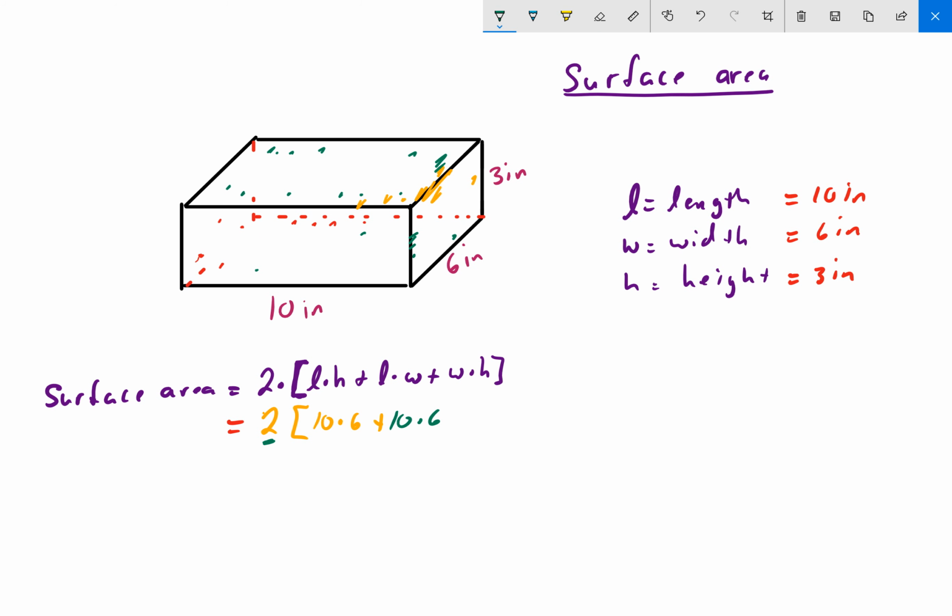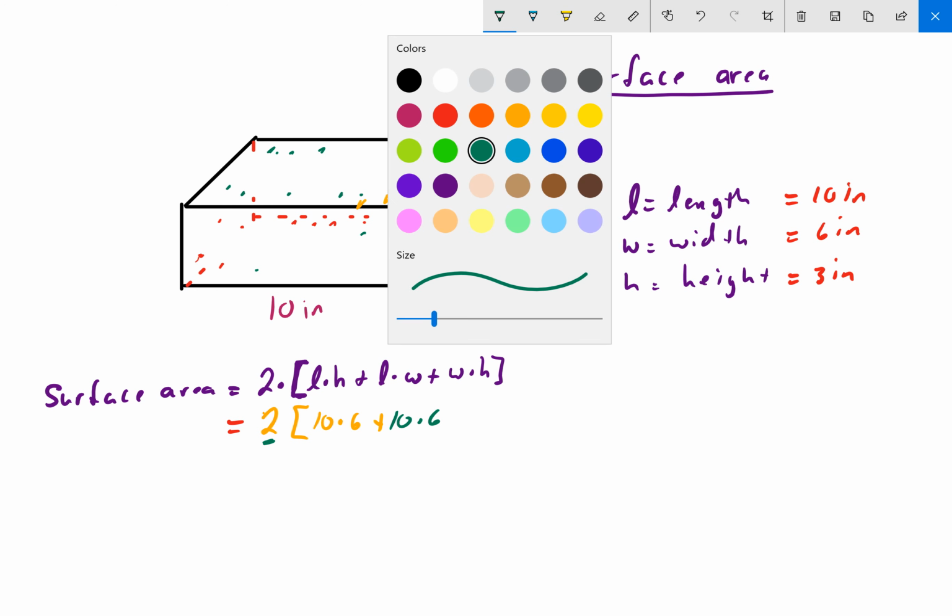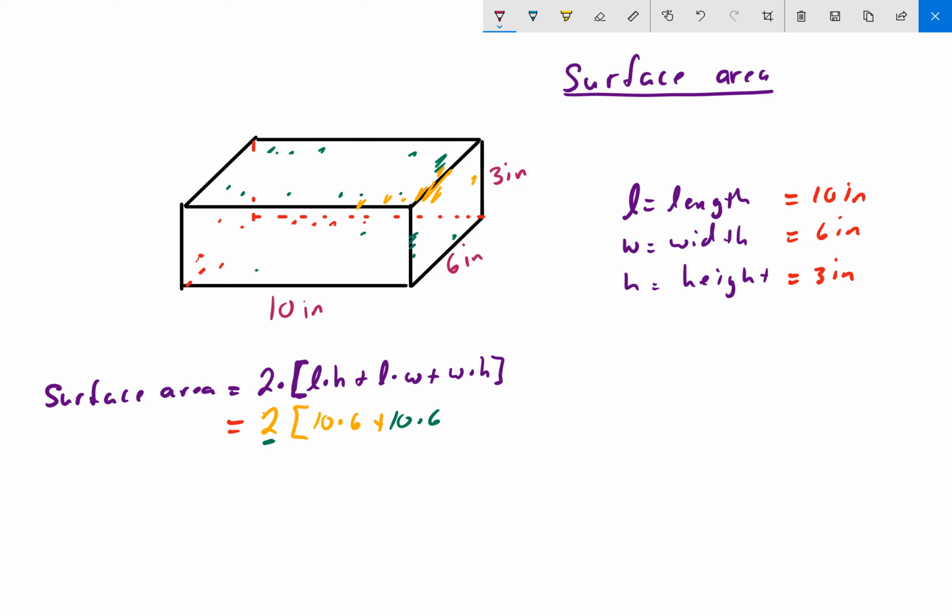And now I have one last set of dimensions I have to worry about. I have the width and the height, and that gives me the side. Well, remember, boxes have 2 sides. Rectangular prisms have 2 sides. So there's one side, and here's the other side. And the width times the height is going to be 6 times 3. So the reason why I did 2 is because that 2 takes into account the front and back.